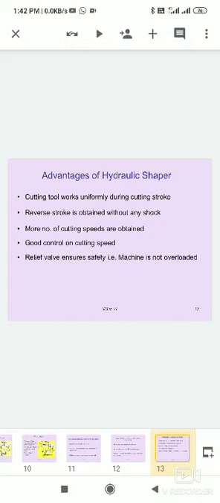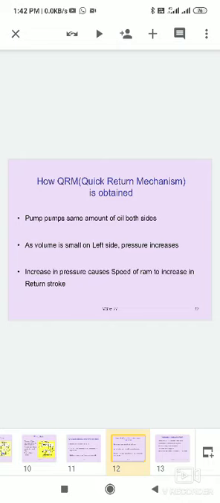Now this causes the oil pressure to rise on the left side due to the presence of the piston rod, and will increase the speed during the return stroke. The length and position of the stroke is adjusted by shifting the dogs, the left dog and the right dog. The cutting speed may be changed by regulating the flow of oil by means of a throttle valve.